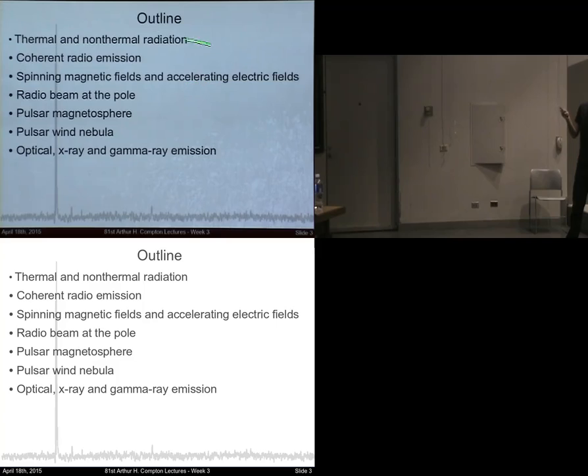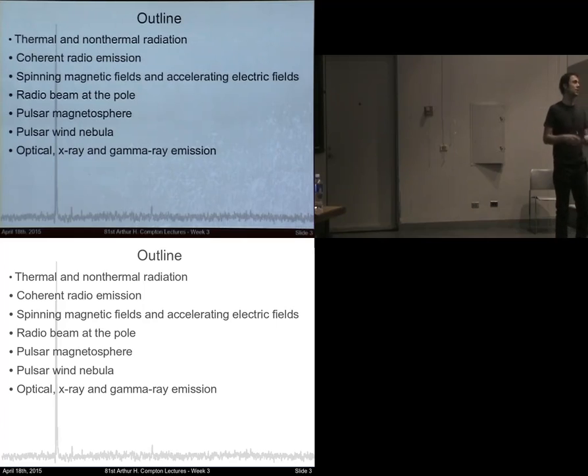So what we're going to start off talking about is the difference between thermal and non-thermal radiation. And then I'm going to talk about something called coherent emission, which is special for the radio emission from pulsars. Then I'm going to explain how the spinning magnetic field from a pulsar creates an accelerating electric field. This accelerating electric field accelerates charges, and these accelerated charges make the radio beam. After they leave the pole, they also fill up a cloud of particles around the neutron star, and that's called the pulsar magnetosphere.